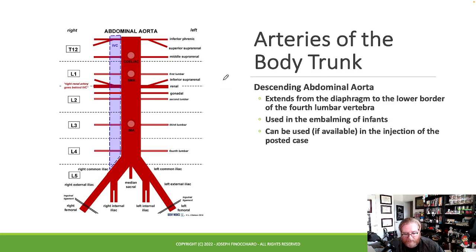So the descending abdominal aorta extends from the diaphragm to the lower border of the fourth lumbar vertebra. We use this in the embalming of infants. We will cover that later in the course. And if necessary, we can use this in a posted case.